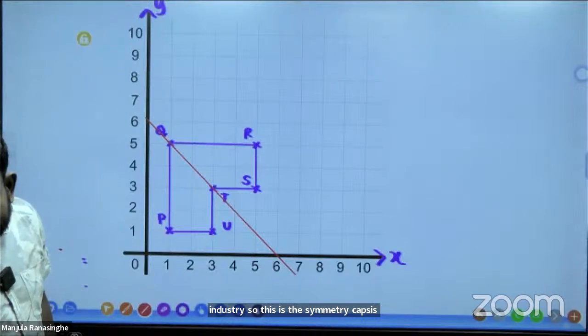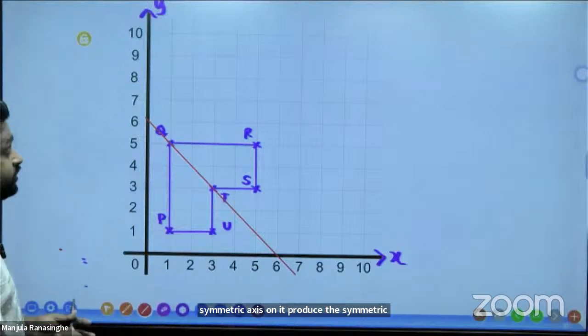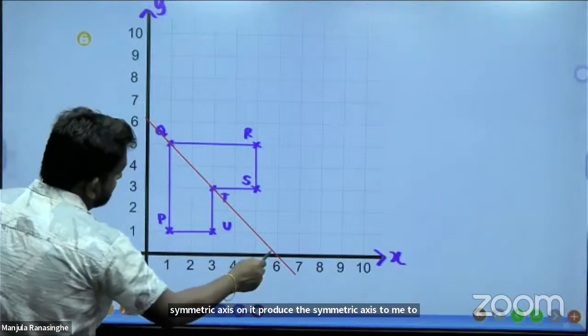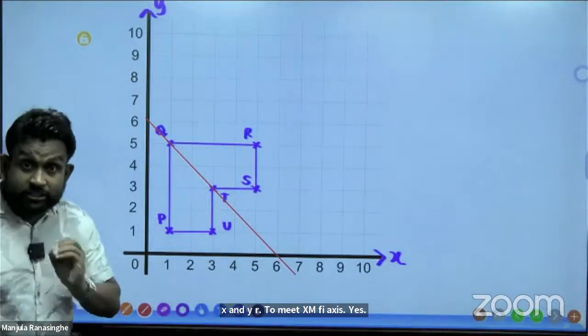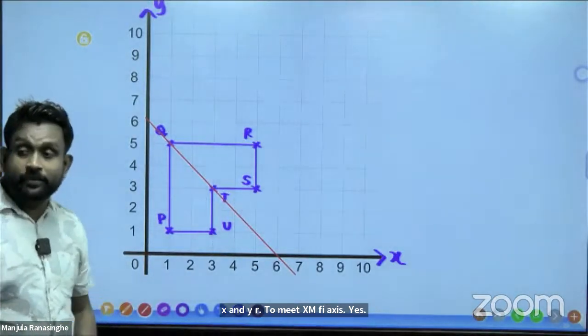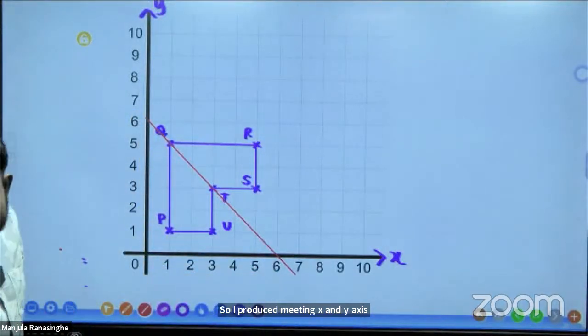Symmetric axis on it. Produce the symmetric axis to meet the x and y axes. That is what I produced, to meet the x and y axis. Produce means extend. So I produced it meeting the x and y axis. Yes, the A part is also right.